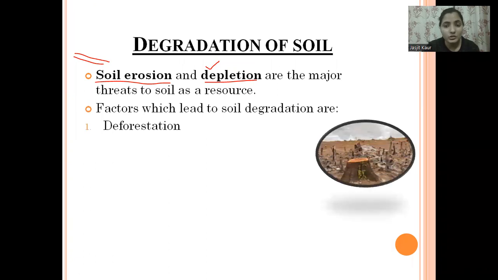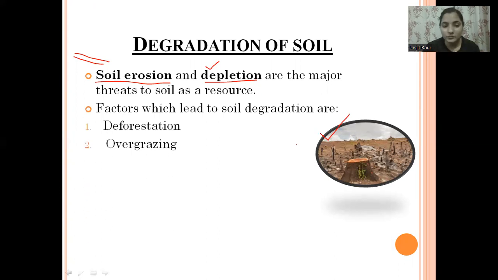You can see in the pictures also, when we cut down the trees continuously, it causes soil erosion, because we know that trees protect the soil from soil erosion, as trees have the capacity to hold the soil together. So if we cut down the trees, the soil becomes easily prone to soil erosion and it will degrade the quality of the soil.